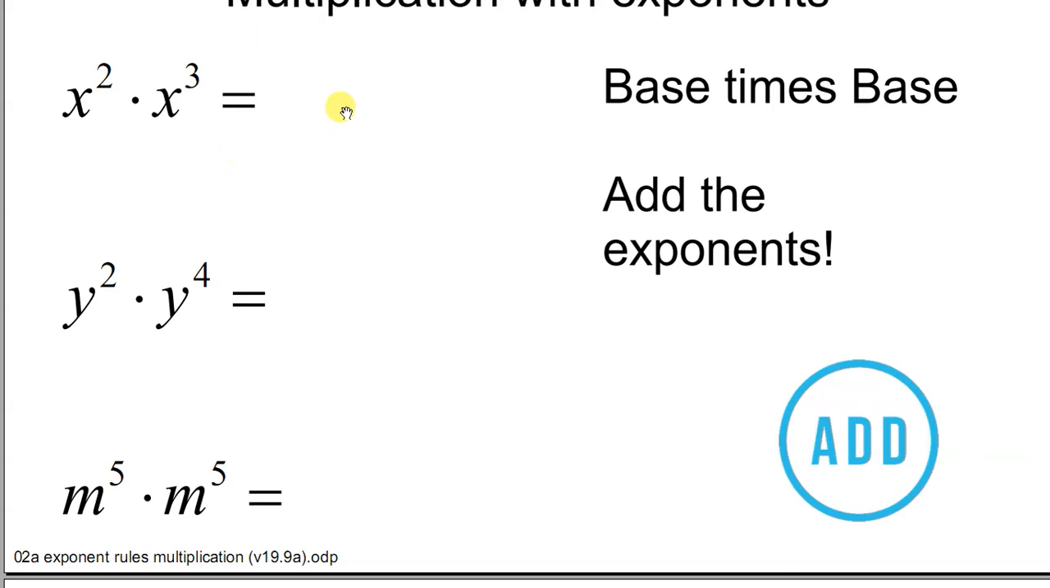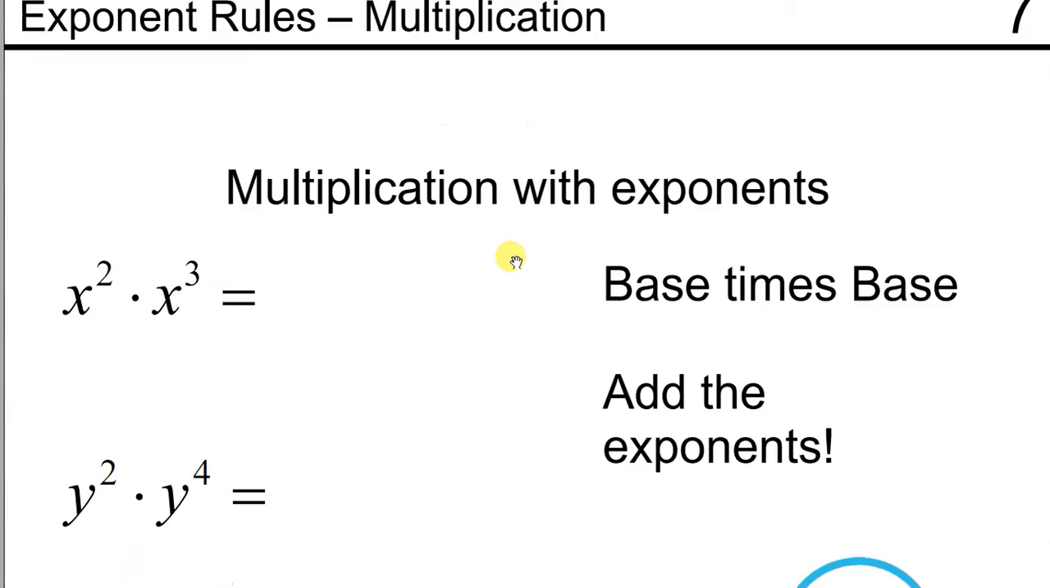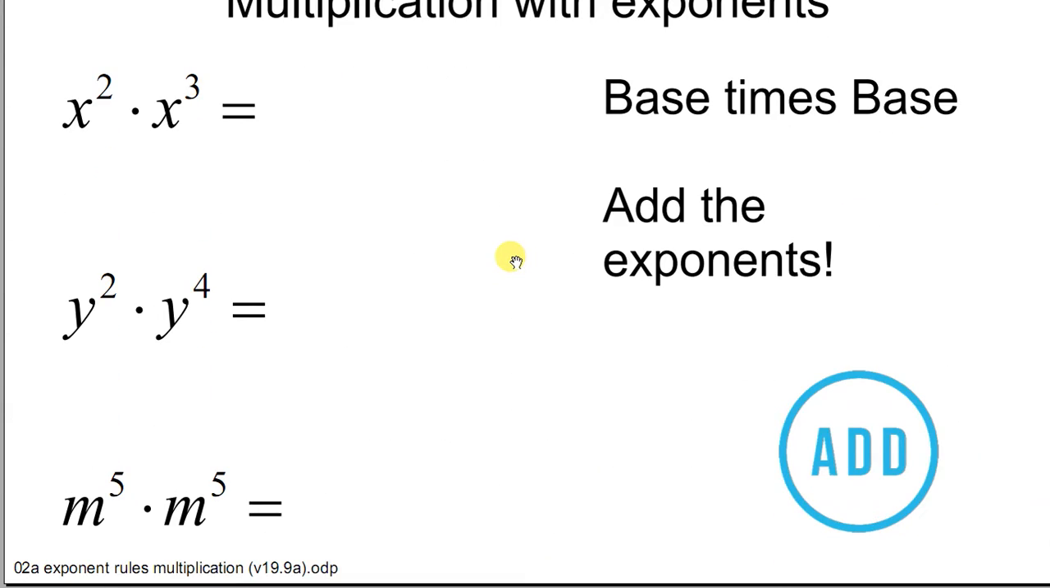So right here, you don't have to put this in your notes, but this would be x to the, what's 2 plus 3? So it'd be x to the fifth. And what's 2 plus 4? That'd be y to the sixth. And what's 5 plus 5? This would be m to the 10th. Base add. And that is the exact same slide again.